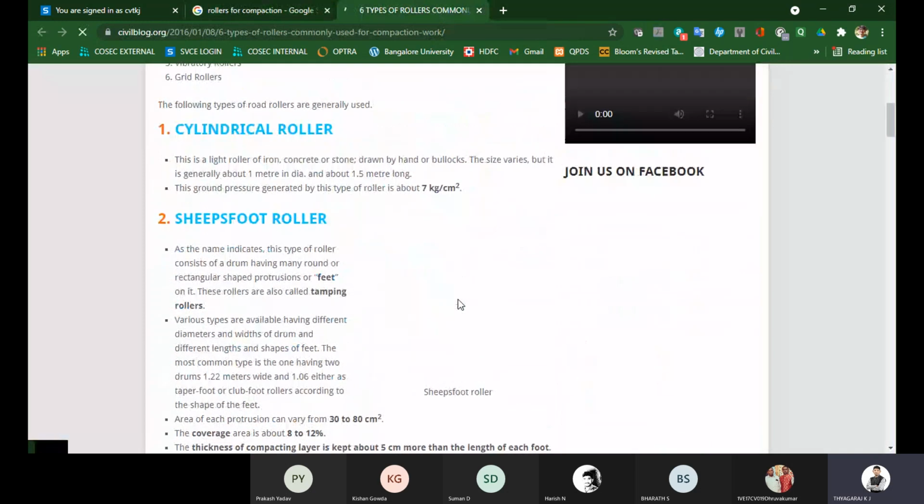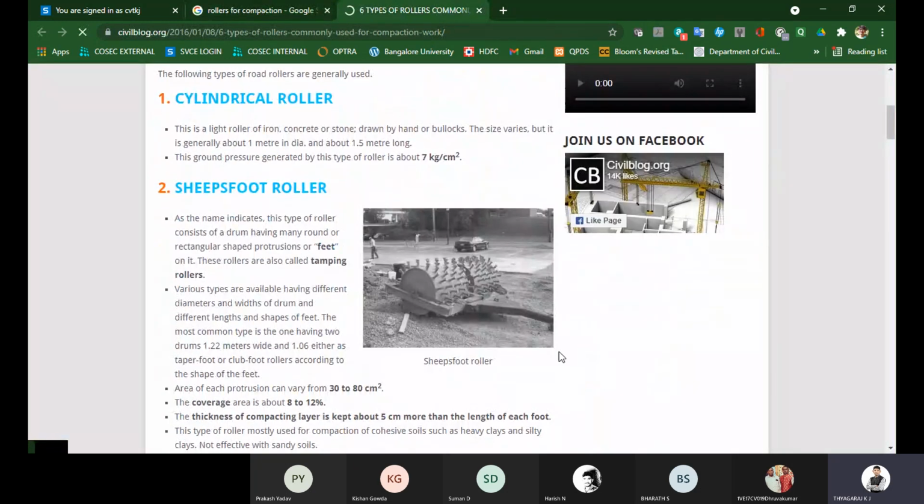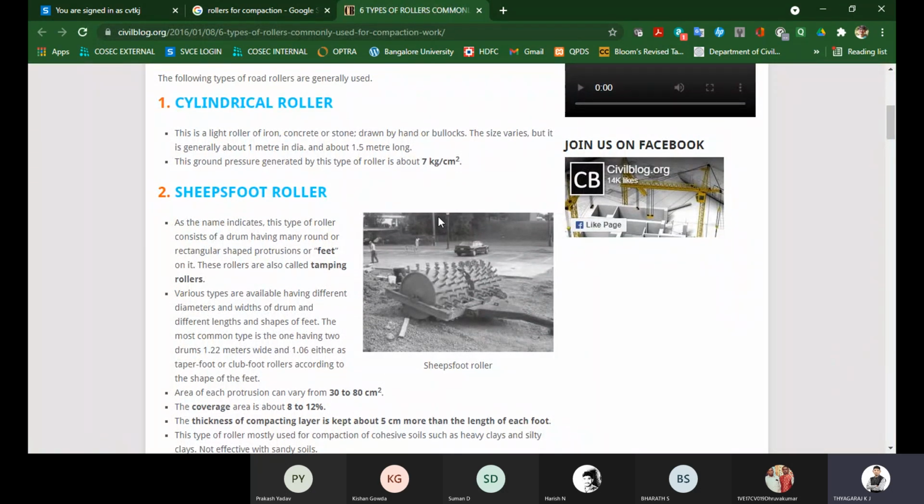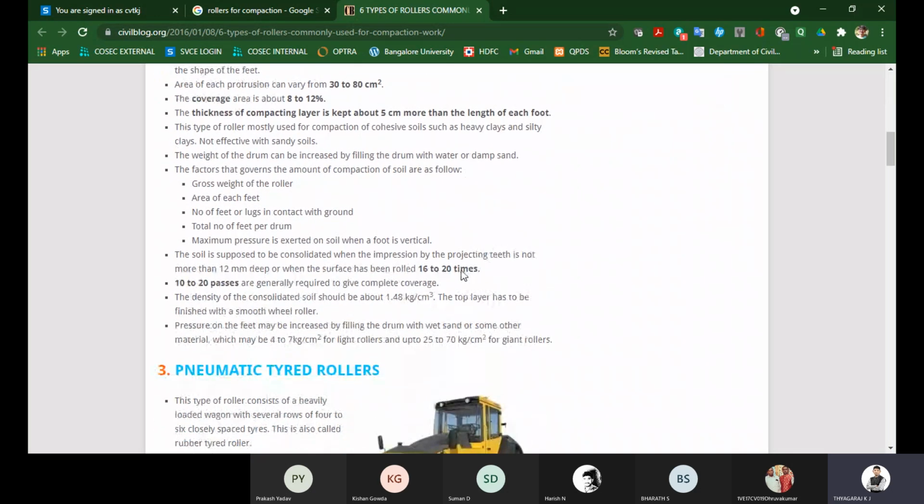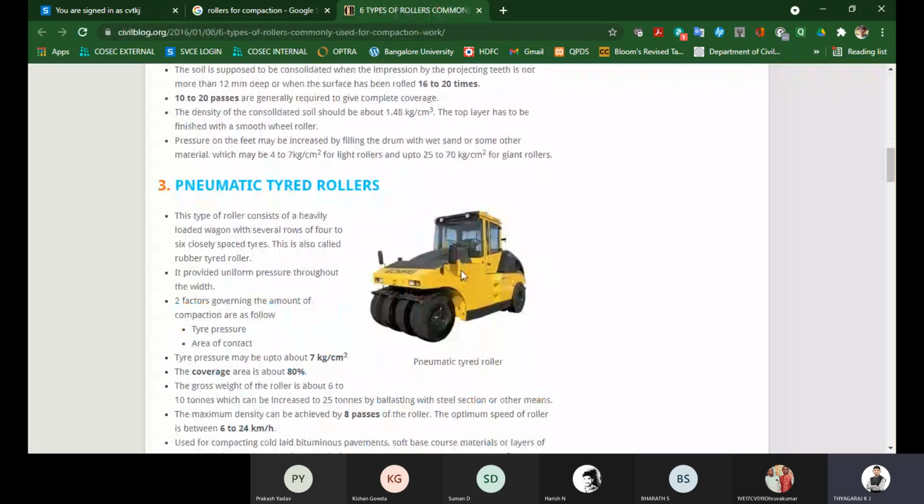So you can observe the photographs. This is the sheep foot roller. It looks like a sheep foot. Projections will be provided above the rolling drum, which help in kneading action of the clay soil.